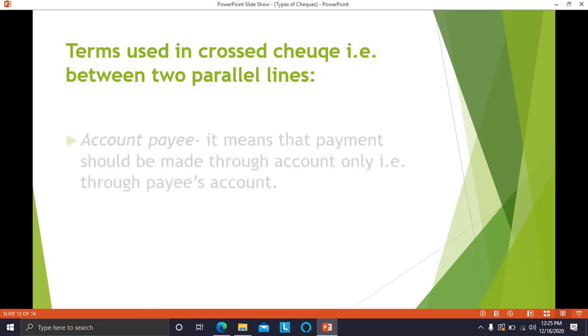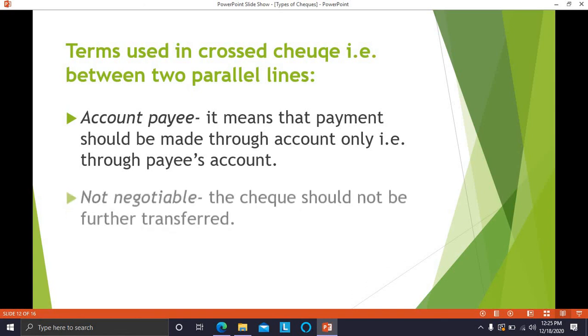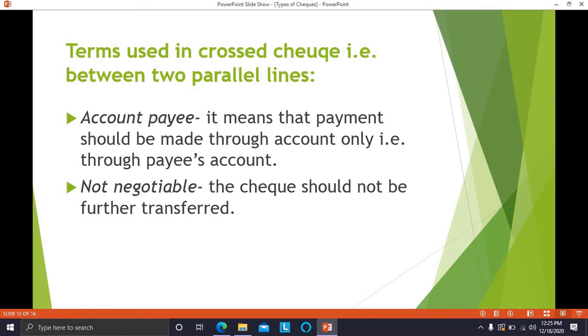Terms which are used in a crossed check, that is, in between two parallel lines. Which terms are used? Account payee. Account payee means the payment should be made through an account only, that is, through the payee's account. Not negotiable means non-transferable, so the check should not be further transferred. It can be presented by the person in whose name the check is drawn, and only he can get it. The amount will be credited in the account of that person only, and then the account holder withdraws the amount.